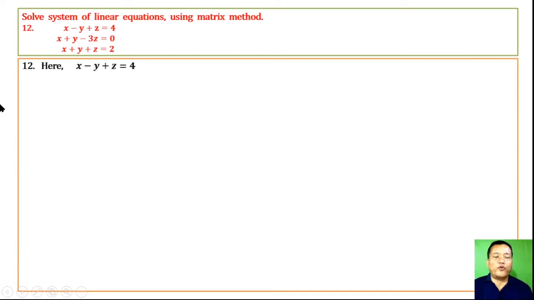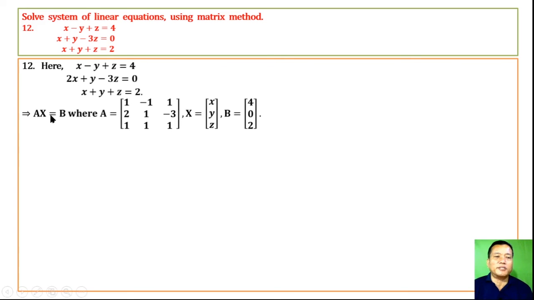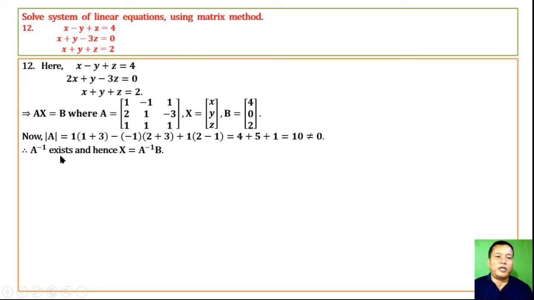Question number 12. We have to solve by using matrix method. Similar to question number 11. The system of equations can be written as AX equal to B, where A is coefficient matrix, X is column matrix formed by unknowns, B is also column matrix formed by constants. Now determinant of A expanding in the first row we get 10, which does not equal 0. Therefore, A inverse exists and hence X equal to A inverse into B.